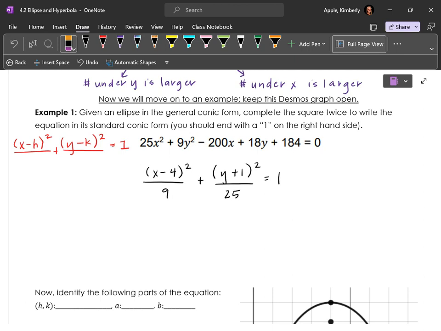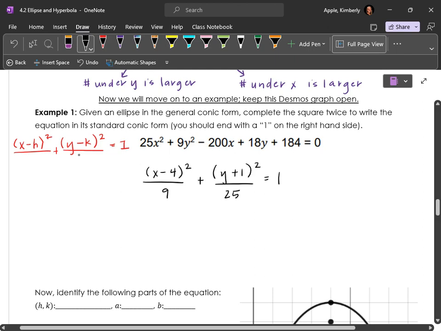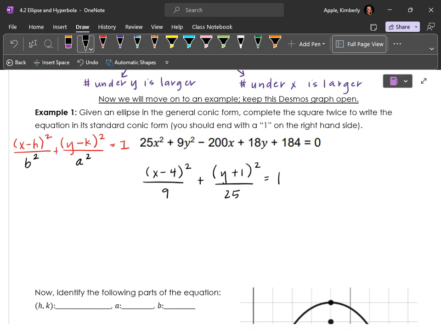Are we looking at a horizontally oriented or a vertically oriented major axis? Vertical, because the largest number is under the y. And so this is going to be a squared, and this is going to be b squared, because a is always larger than b in the formulas. Okay, that's how we define a and b. The larger number is a. And you'll see that on your formula sheet at the bottom of this page where it says where a is greater than b. That's the formula.